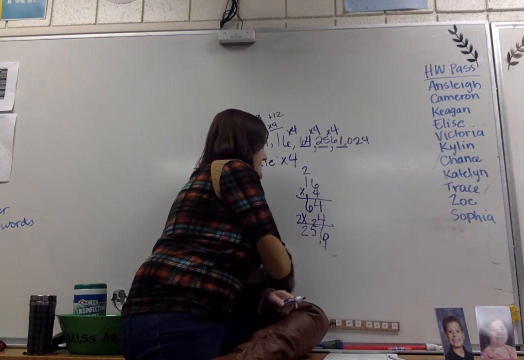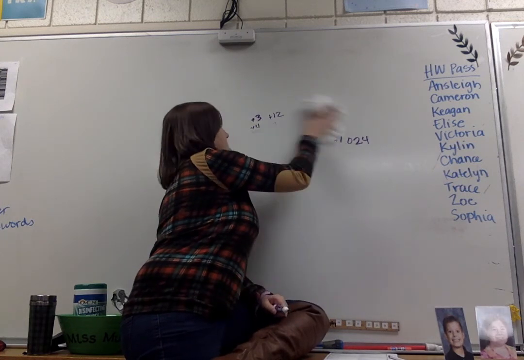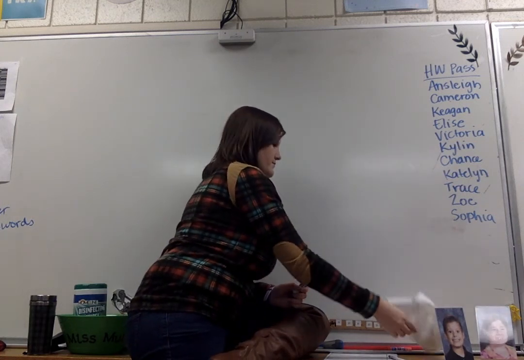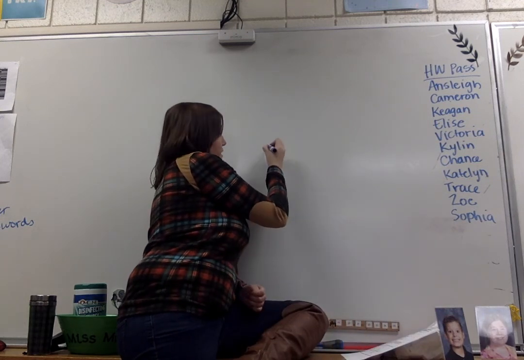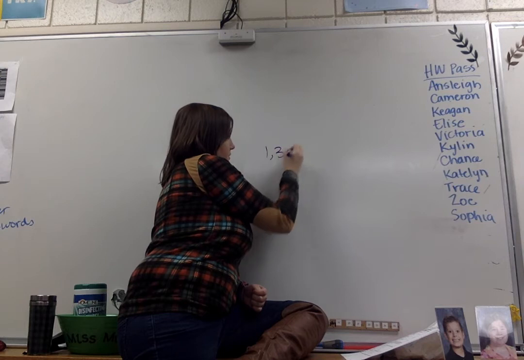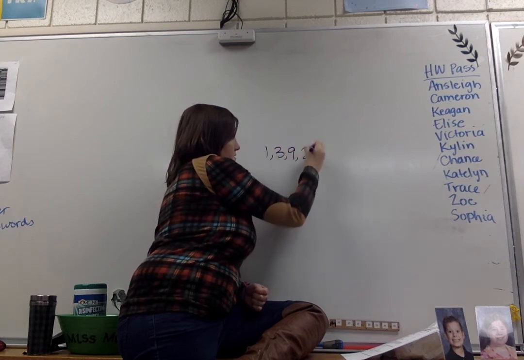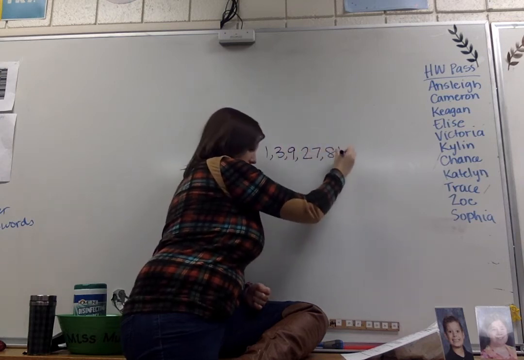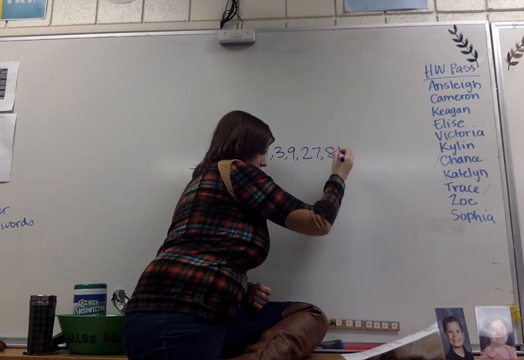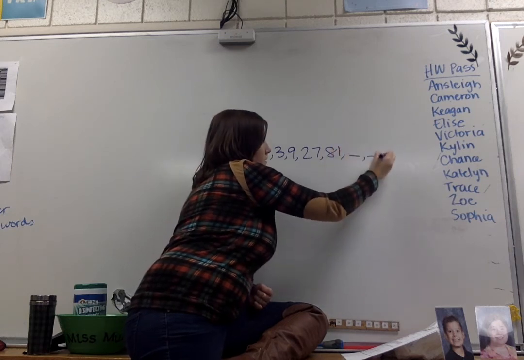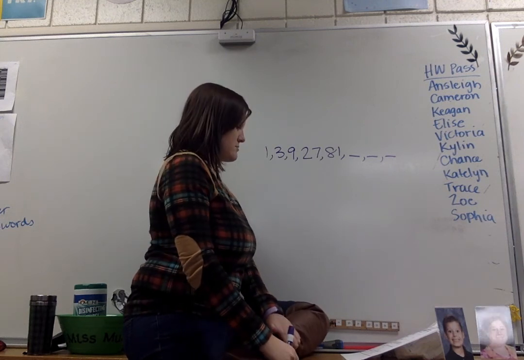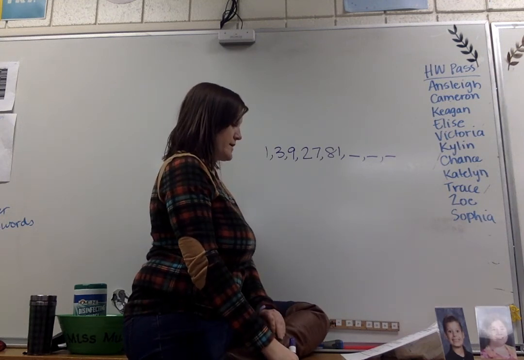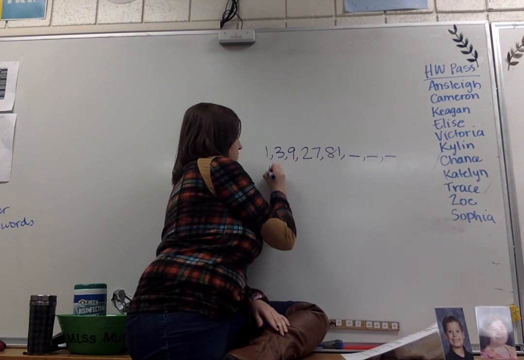All right, last question. All right, so we go 1, 3, 9, 27, 81. I think I did too many on that last one. I think there's only 3 blanks, so you just do whatever it told you to do. I think I went too far.